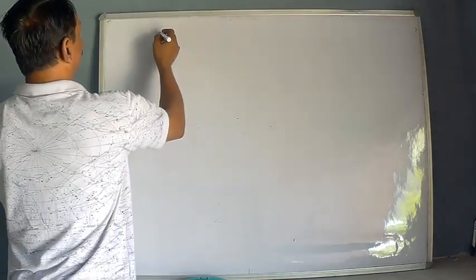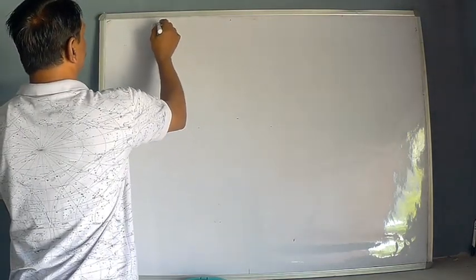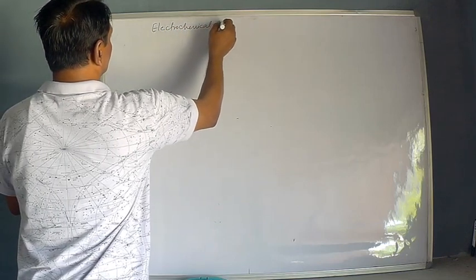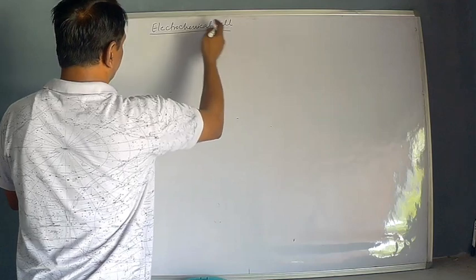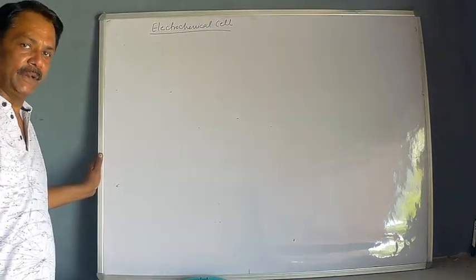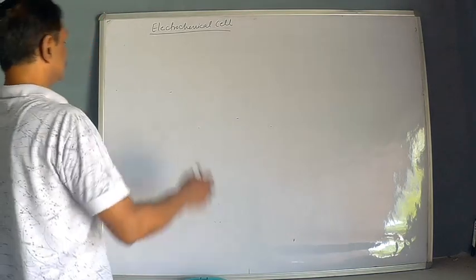Now class, we come to our third topic of electrochemistry, that is electrochemical cell. We'll take the example of the Daniel cell, but before we move to the electrochemical cell, we'll be revising some basics.